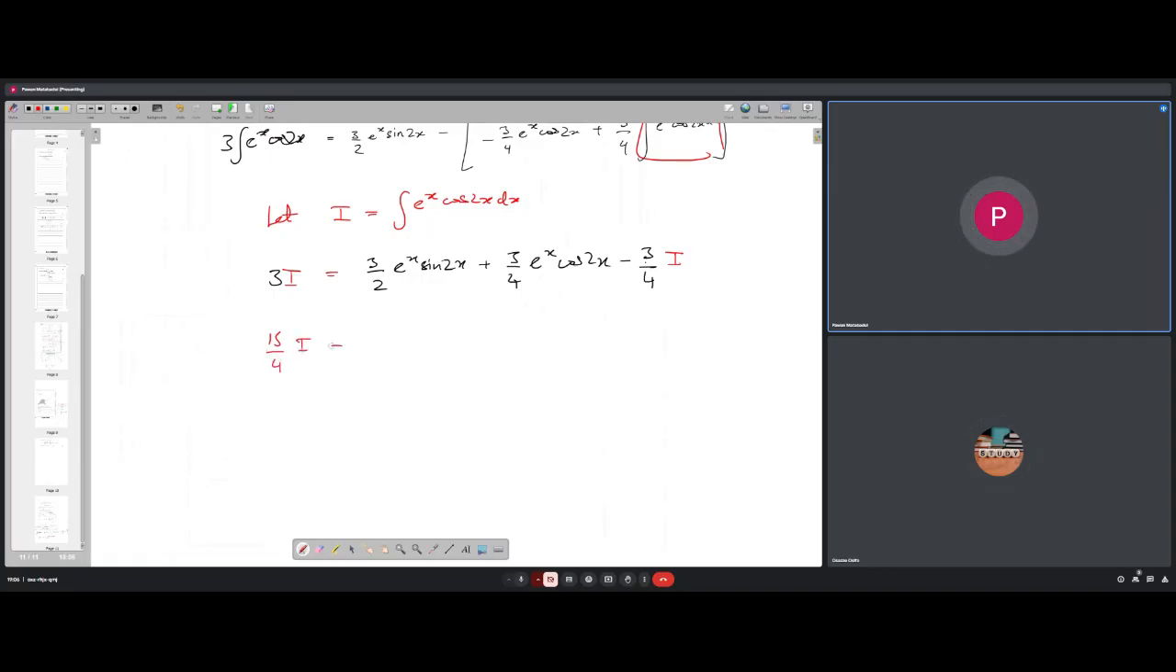So 15 over 4 I is equal to 3 over 2 e to the x sine 2x plus 3/4 e to the x cosine 2x. So then I will just be equal to, and then you can just multiply by the specific factors. So 3 over 2 times 4 all over 15. So that's 2 over 5. So 2/5 of e to the x sine 2x. And then you've got 3 over 4. So this should just be a fifth cosine of 2x. Do you have any questions on this so far?